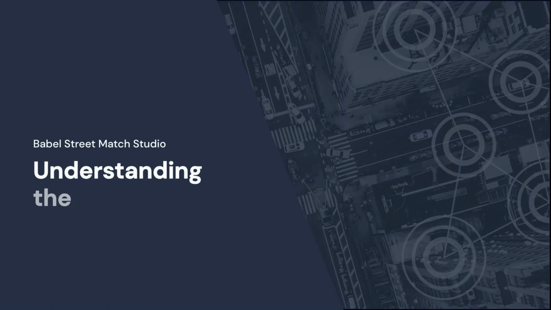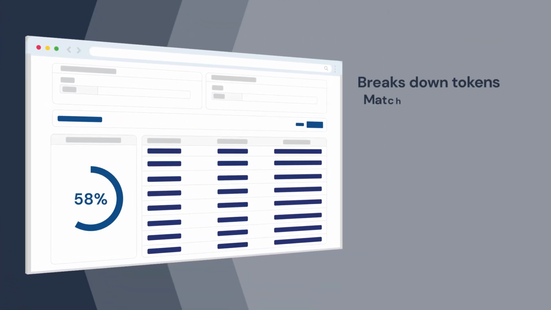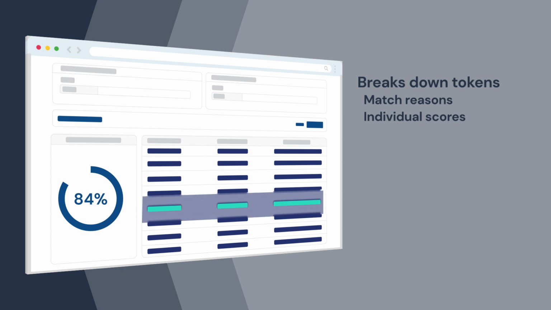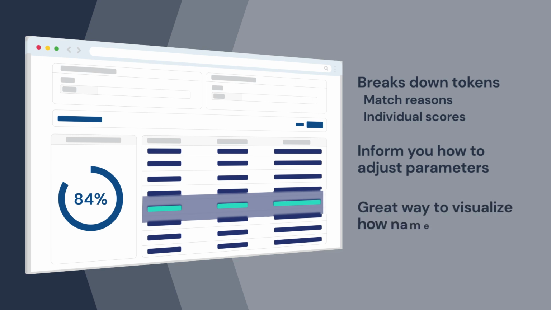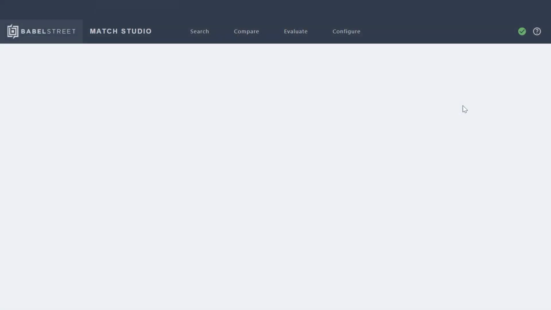Welcome to Babel Street Match Studio, Understanding the Score Matrix demo. The Score Matrix is a feature of Match Studio's Compare page that breaks down the matched tokens through match reasons and their individual scores. It can inform you how to adjust parameters, and it's also a great way to visualize how name matching works. Paul Flamburis will be walking through the demo today.